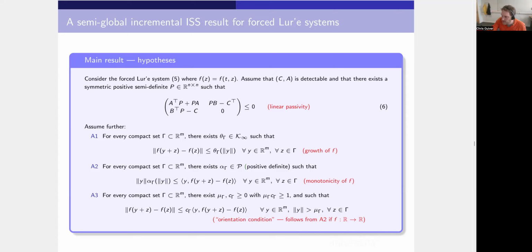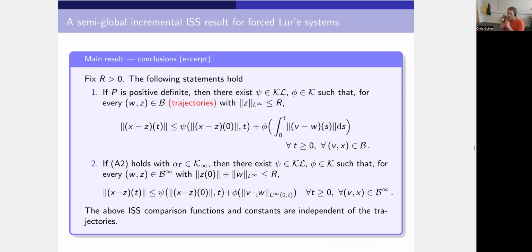Okay, so those are my hypotheses. What are my conclusions? So in the positive definite case, P, that's the solution to the matrix inequality, I can find comparison functions such that for all trajectories, that's what B denotes here, the difference between x and z is bounded by the difference in initial states decaying in time and the integral of the difference of the inputs. So that's a sort of incremental integral input to state stability with linear gain conclusion.